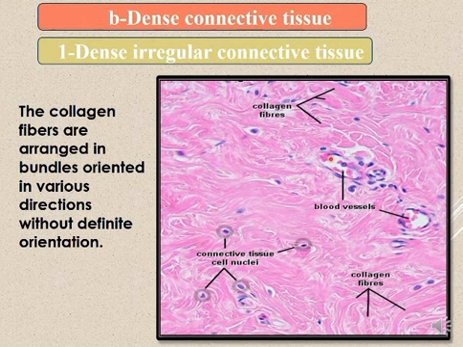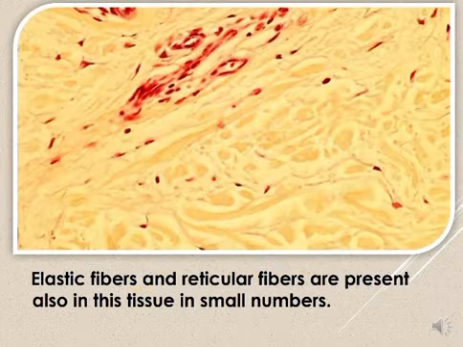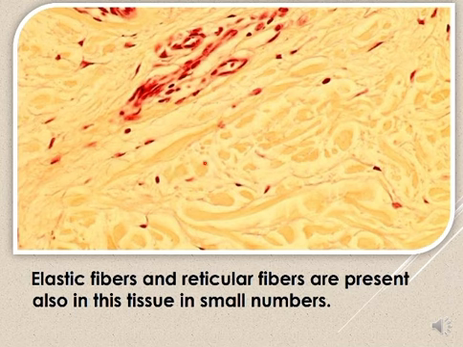So, the collagen fibers are arranged in bundles. مثل ما نلاحظ هذه البندل oriented in different directions. نلاحظ إنه ترتيب هذه البندلز in different directions without definite orientation، بدون اتجاه معين. Also, elastic fibers are found in this tissue and reticular fibers, but in few numbers. Mainly these collagen bundles are found in different directions. Blood vessels are also found in this tissue.